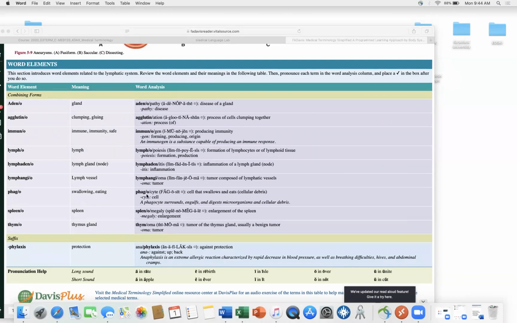Phago, phagocyte, right? Phago means swallowing or eating. So a phagocyte is a white blood cell that eats. And it eats bacteria or foreign bodies.